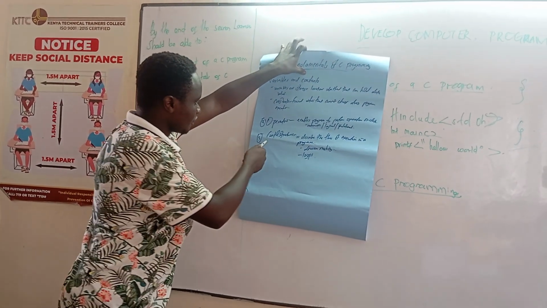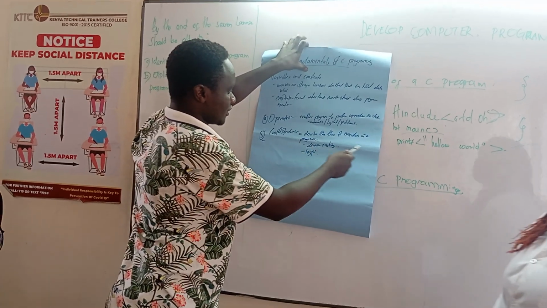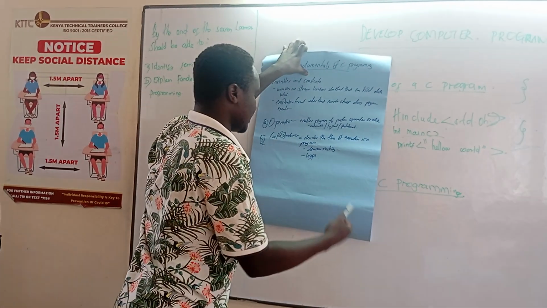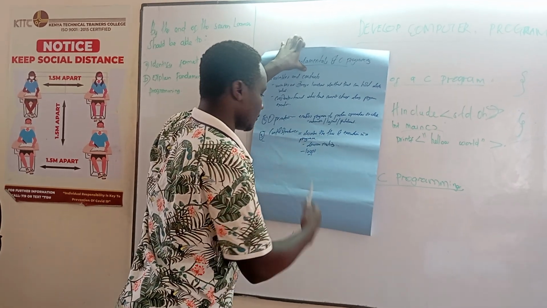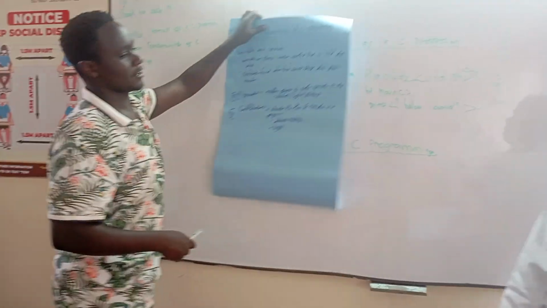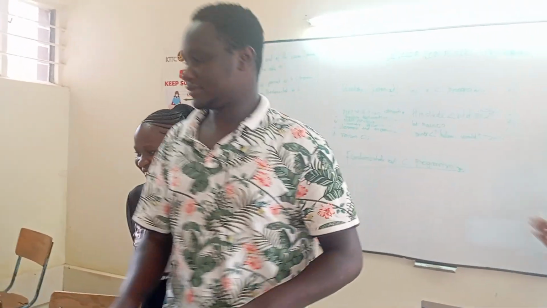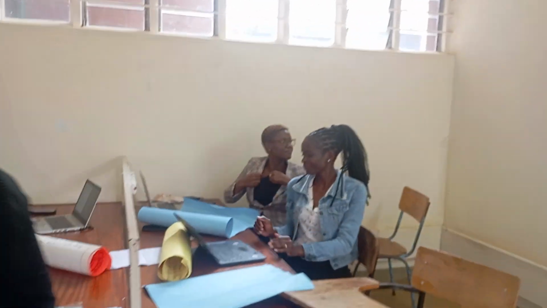Also, we talked about control structures. These describe the flow of execution in a program. They are used for decision making. They include things like loops. That's what we were able to discuss. Very good. Can you appreciate Emmanuel's group? Next group.